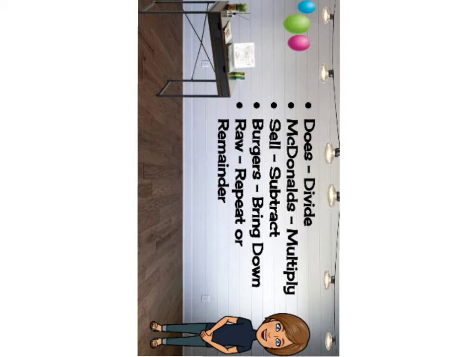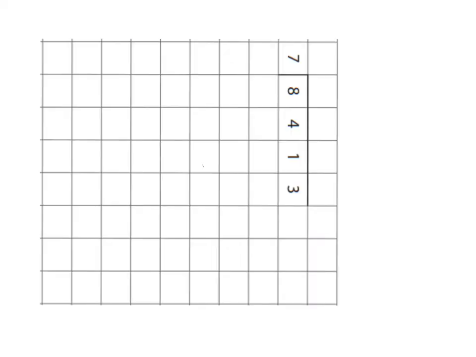And the does stands for divide. McDonald's helps me remember to multiply. Sell helps me remember to subtract. Burgers, bring down. And then raw would be to repeat or list my remainder.